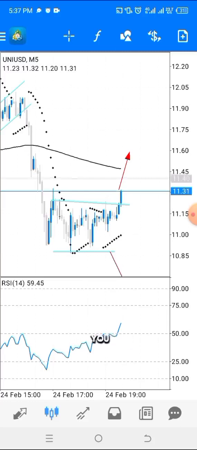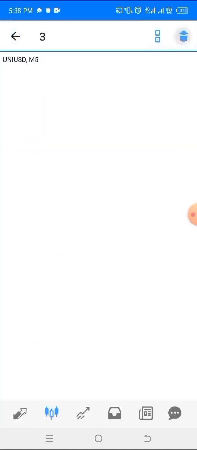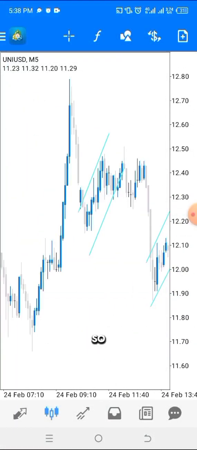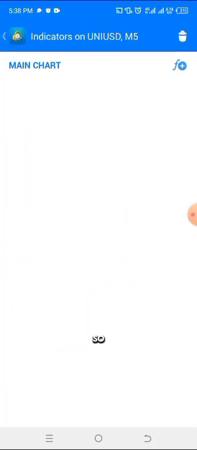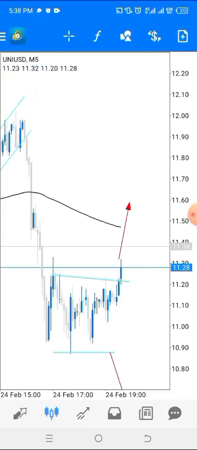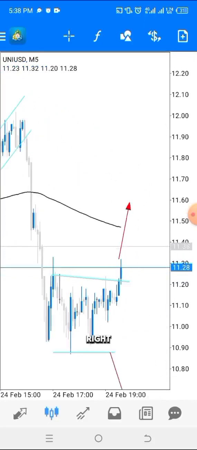Let me show you all the settings of the strategy, and then I'll explain to you how it works. So the first thing we are going to do is clean all the indicators, right? So I've cleaned out all the indicators so that you see a clean chart. So we're going to add the first indicator, and it's a 200 moving average exponential. Apply to close. The thickness is 2 pixels and the style is black. It's going to come as a line in between, right, like this.